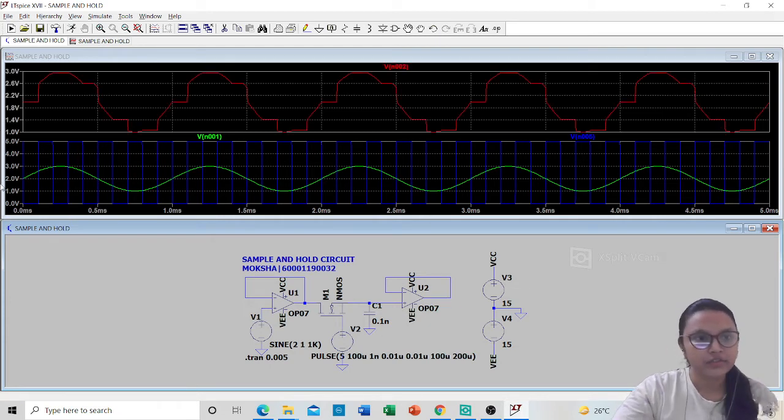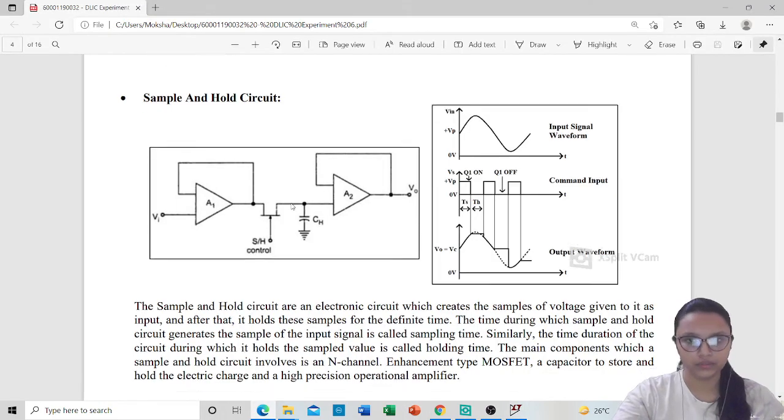Yes, so whenever there is a high pulse, you can see the input is getting tracked, and whenever the pulse is low, you will get a holding value of the capacitor, and again when it is low, again the value of the capacitor. So this is the sample and hold circuit.